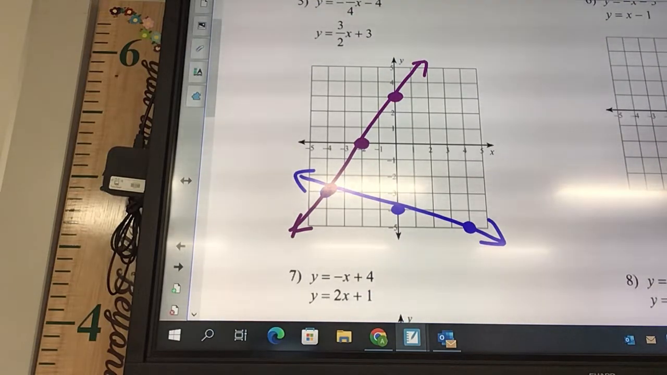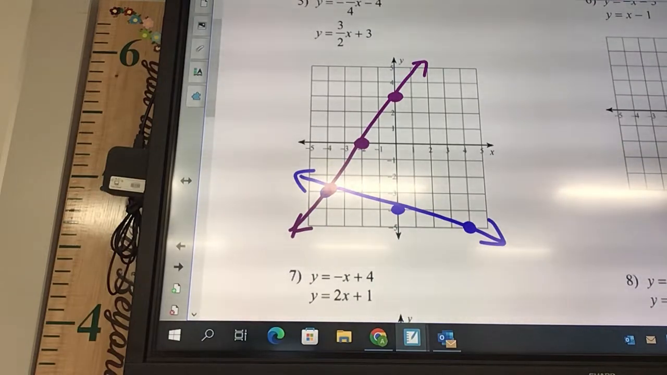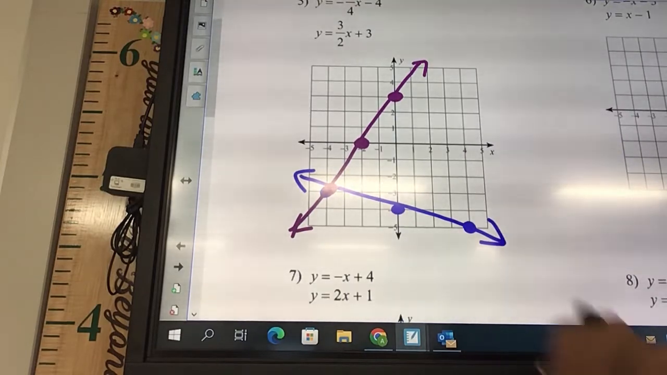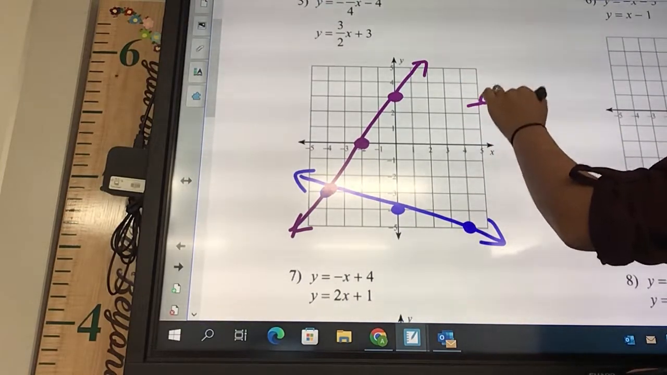Okay, take a second and think for yourself, what is that intersection point? Okay, write it down. Okay, it should be -4, -3.